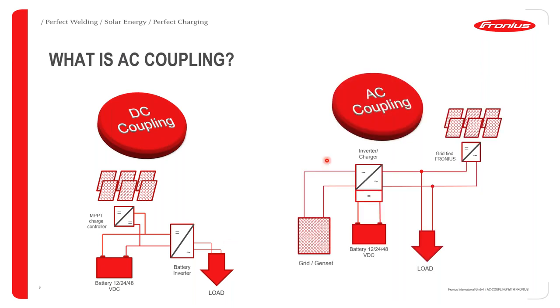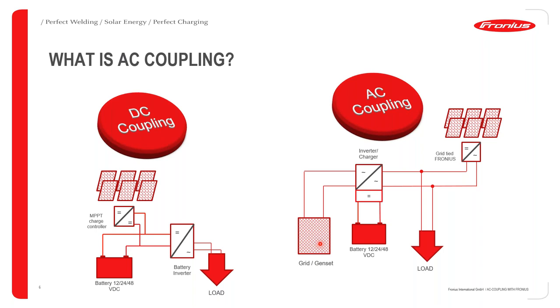But for AC coupled systems, AC coupling simply entails the direct coupling of the inverter in question to the load, as you can see. In this case, the grid-tied Fronius inverter is directly tied to the load, but then, of course, tied to the grid provided or generated by the inverter charger. And then, of course, this can be backed up by either the grid or the genset.